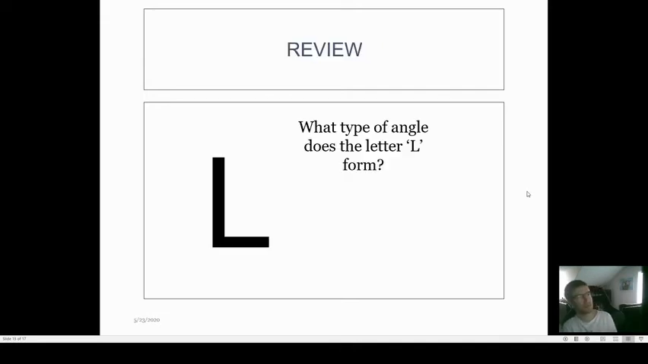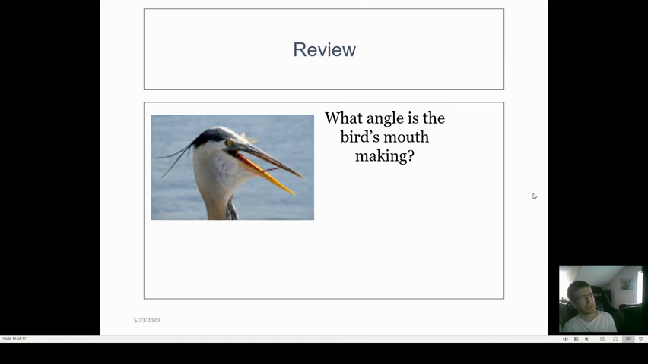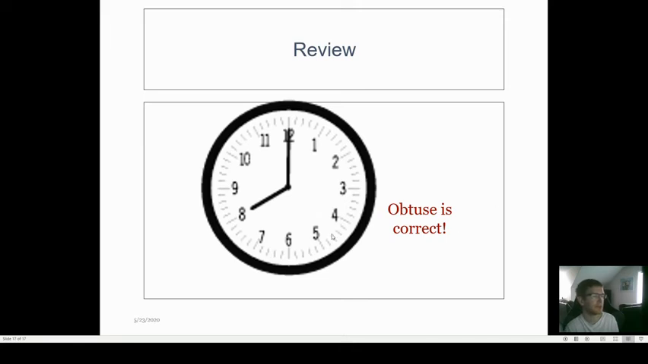Okay, so reviewing. What type of angle does the letter L form? I'll give you a few seconds to think about it. Hopefully you thought or said right angle. It's a right angle. What angle is this bird's mouth making? Think acute or small. So yes, acute is correct. It's smaller than 90 degrees. And obtuse was just shown, but think about what the angle is for this clock hand right here. And yes, it's big, so obtuse.